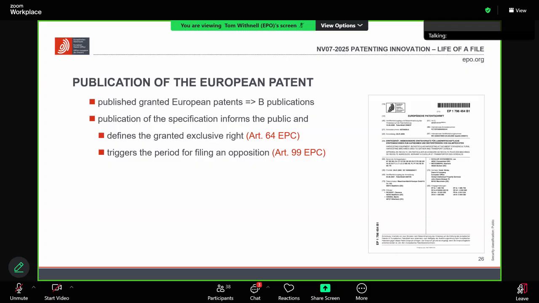Patents get published, there is the B publication, and the publication triggers the moment in which you can really enforce your patent. It's a legally valid document, and you can go with the patent and start informing your potential competitors or your competitors that they should cease and desist from what they're doing or whatever they intend to do. And as I said, it also triggers the period for opposition.